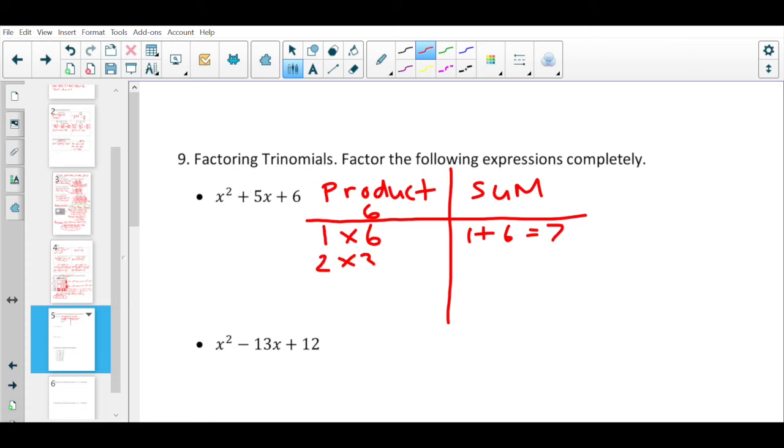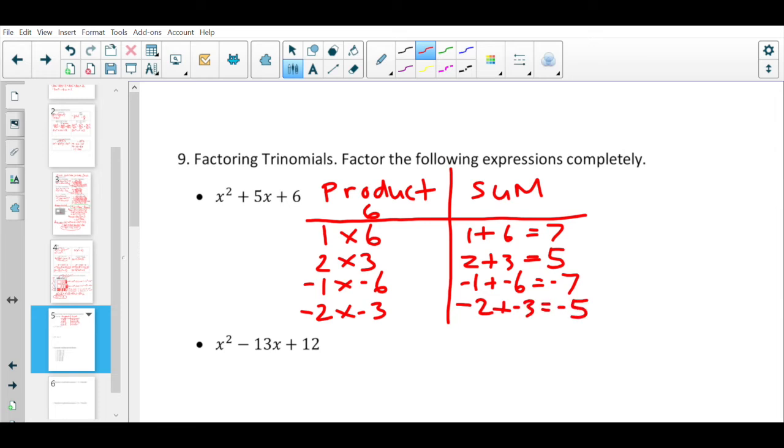What else? 2 times 3, so 2 plus 3 equals 5. So we're doing this thing of what multiplies to this and adds to this. So let's build this table. What other factors? We have the positives. So let's do -1 times -6, because that also equals positive 6. So -1 plus -6 is -7. And -2 times -3, -2 plus -3 equals -5. So which ones work here? I would say it's this one.